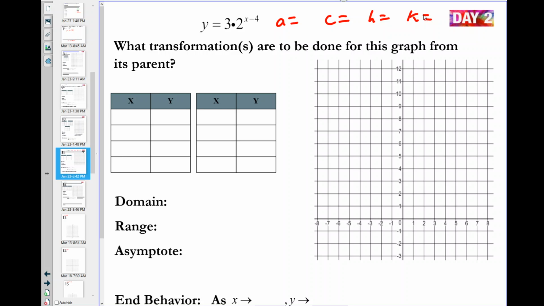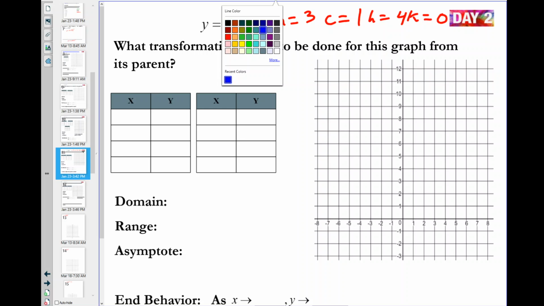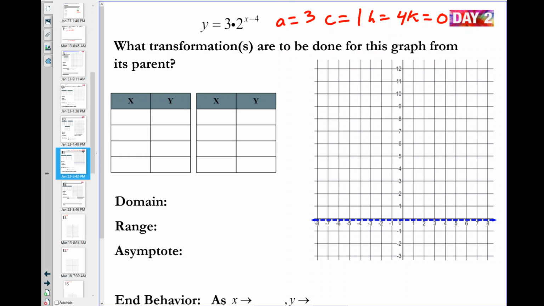What's A here? 3. What's C? C is 1, sure. What's H? Positive 4. And what's K? 0. We know that exponential functions have horizontal asymptotes at K. You don't have to do it now, but just maybe as a habit, it might be a good idea, just so you don't forget. And this one's going to be on the x-axis at y equals 0 because of K.